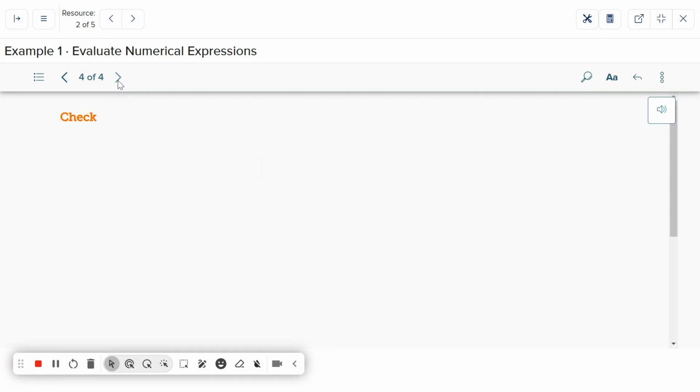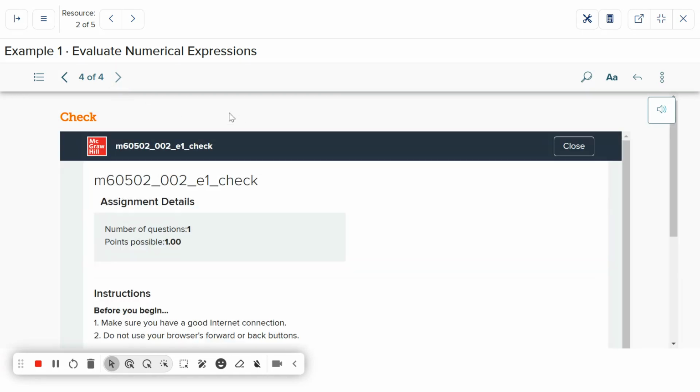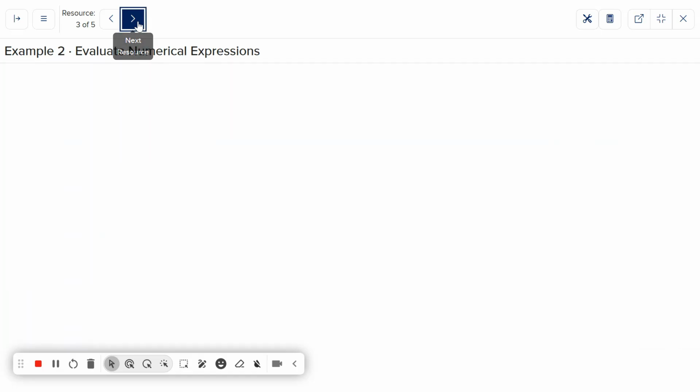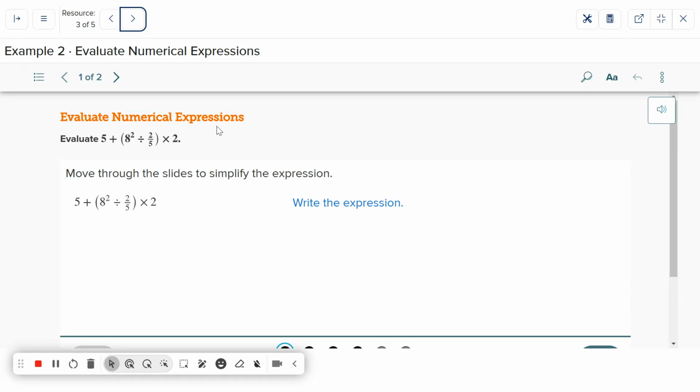All right, you guys try out your check. As you probably know, this isn't going to load anything important, but you have it on your page. Try it out and see how it goes. We're going to move on to example 2, evaluate numerical expressions again.